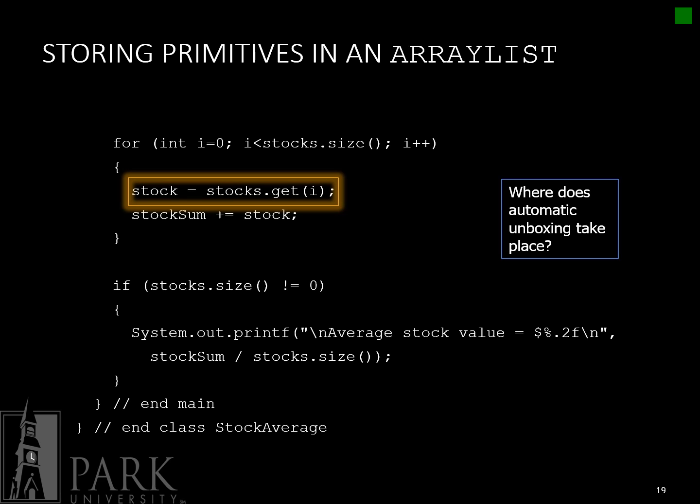Stocks.get(i) is going to return a Double wrapper class. It's going to return the stock as the capital D Double, not the lowercase d double, but it's automatically converting it to a double for this assignment operator. So that's kind of cool.